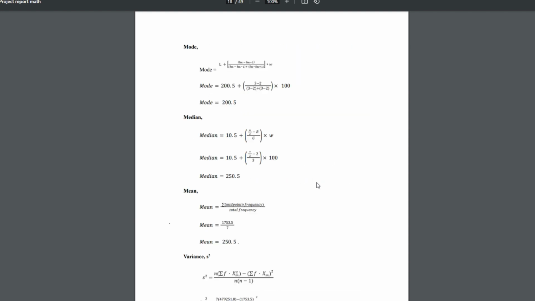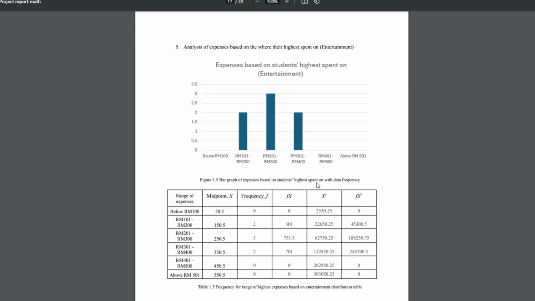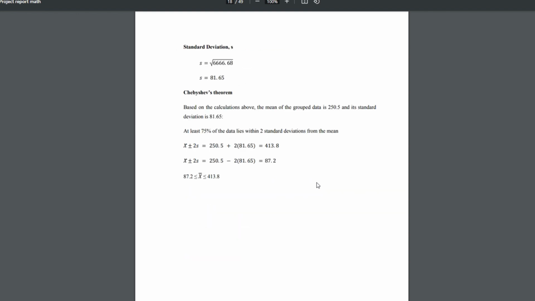I'm sorry, the median of the dataset for this analysis is 250 ringgit 50 cents, which falls to the class of 201 to 300 ringgit. So we calculate the variance and the standard deviations to check Chebyshev's theorem. So 75% of the data lies within the two points, which is 430 ringgit 80 cents and 87 ringgit 20 cents.